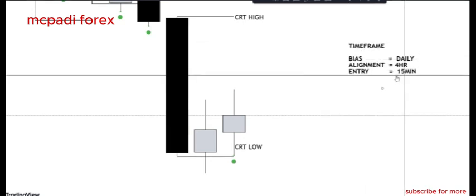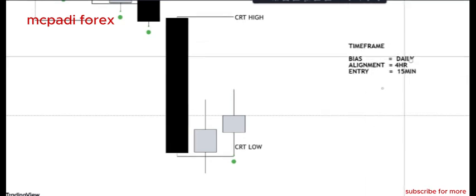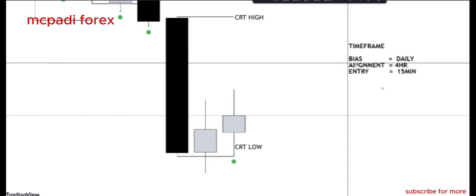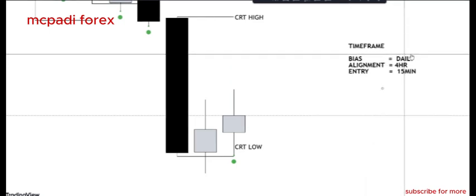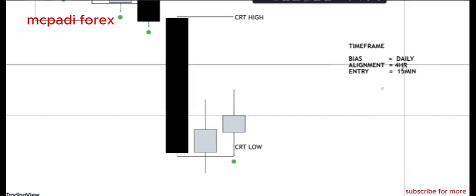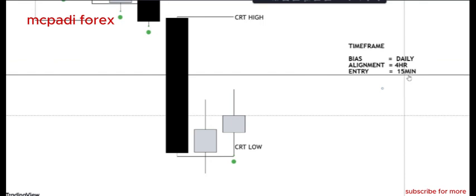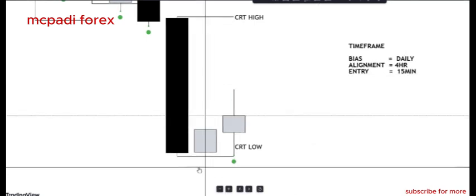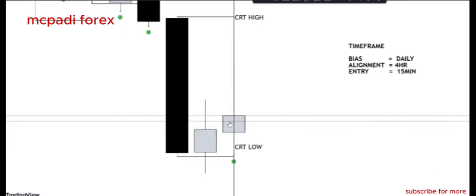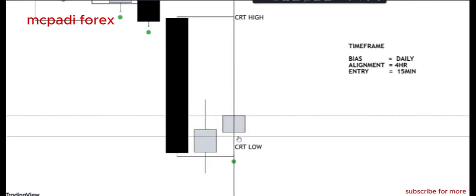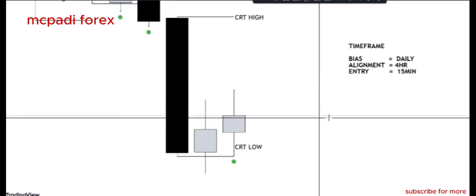So this is the time frame that I use. I use the daily time frame for my bias, and I use the 4 hour for alignment. That is, if I'm buying on the daily time frame, the 4 hour has to align with my direction, and I take my entries on the 15-minute time frame. This is how I go about my trade, my strategy. So I had a CRT on Thursday, so it means that on Friday I'm looking for buys on AUD USD.